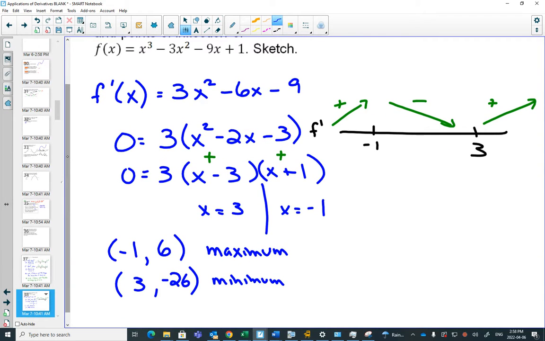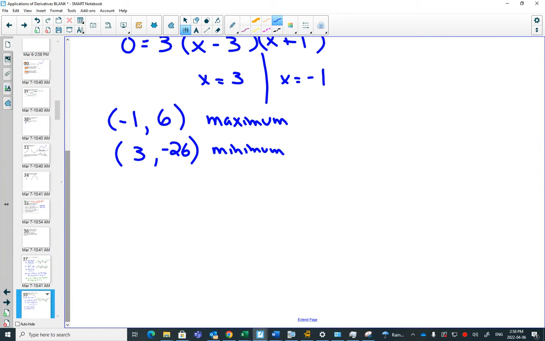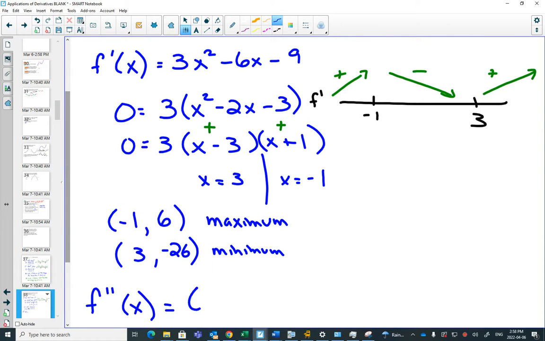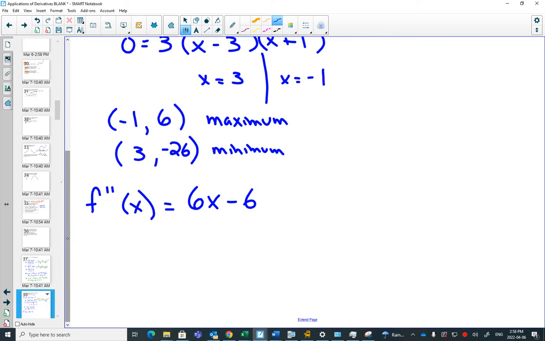So first of all, we find our stationary points. We find our stationary points by using our first derivative, drawing our number line with our first derivative. Good. Now we need to find our inflection points. Our inflection points are using our second derivative. How do you find your second derivative? You take your first derivative, 3x squared minus 6x minus 9. It'll become 6x minus 6. Set your second derivative equal to 0. And solve, and you get x equals 1.